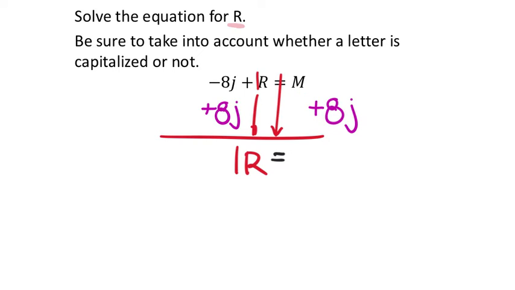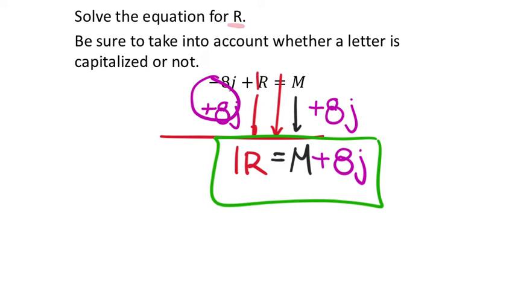You can't combine these because they're not like terms. So don't combine them. Keep them separated, and we can just drop the m, and then you'd have that plus 8j, right? Well, what about the negative 8j on the left? That's zeroed out, just as we planned. Okay, so here we have 1r equals m plus 8j. It's 1r. That's what it was pretty much asking for in the beginning.